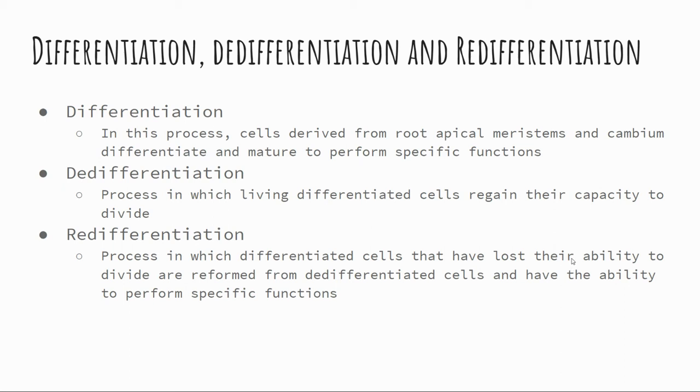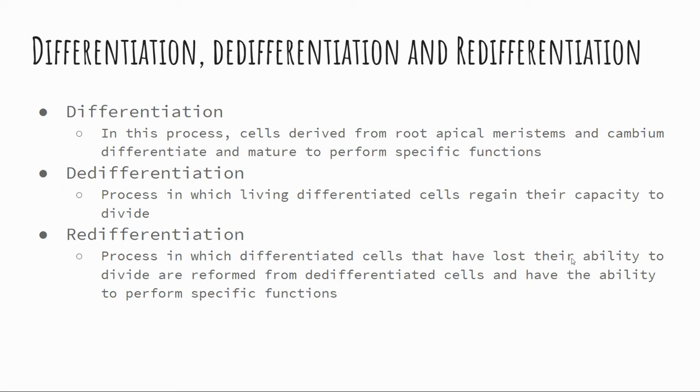Differentiation, de-differentiation, and redifferentiation. So differentiation is nothing new to you. It's a big topic in any biology class, and this is the process by which cells derived from root apical meristems and cambium differentiate and mature to perform specific functions. If they're going to become a stomata, then they become a stomata. If they're going to become chlorophyll, they become chlorophyll, so on and so forth.